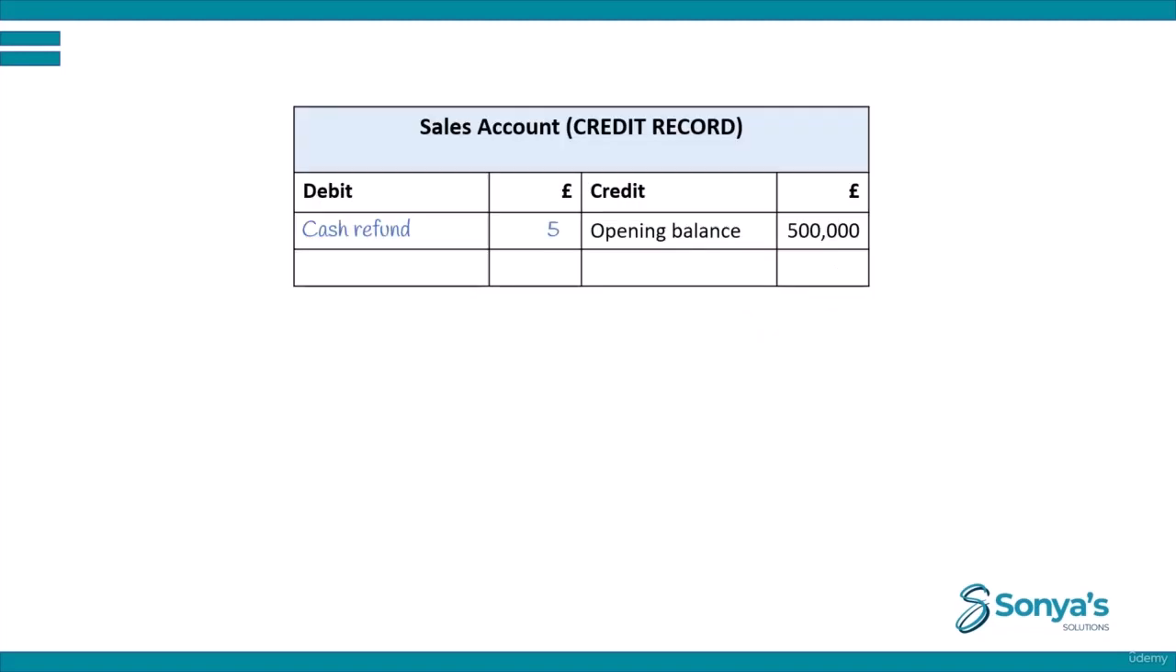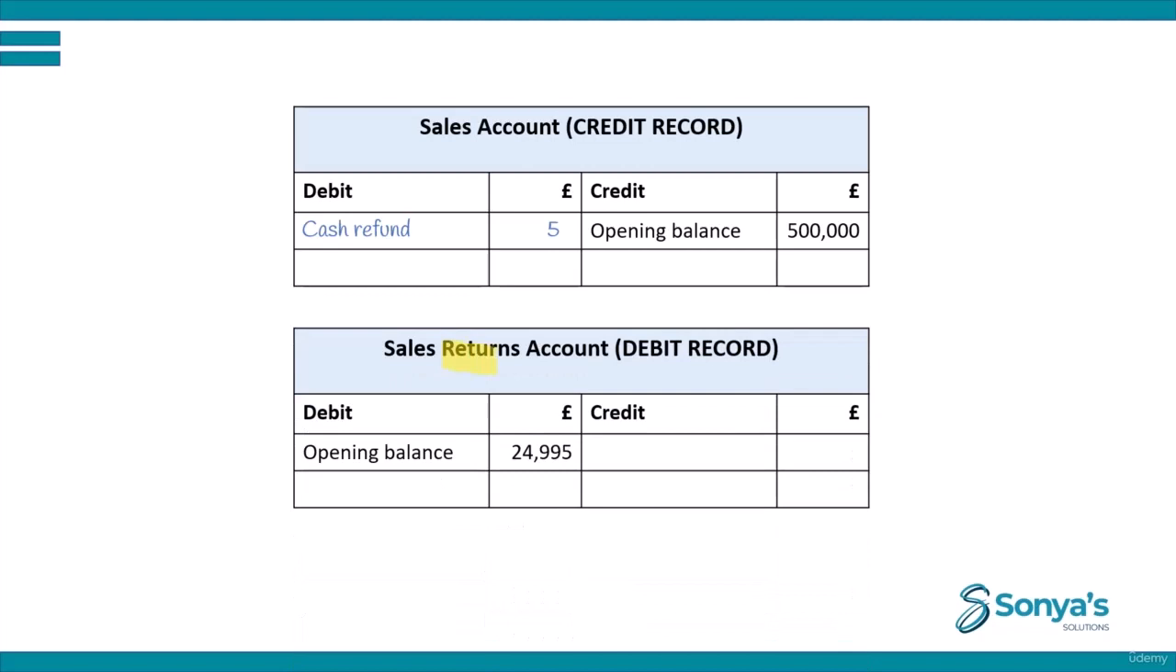It's perfectly acceptable to account for returns like that. However, businesses like to separate sales and sales returns. The sales returns account is a debit record, as it provides a place to enter the transactions that would normally be entered on the debit side of the sales account. We can see here that the business has actually already recorded £24,995 worth of returns. Returning the chicken will increase the amount to £25,000.